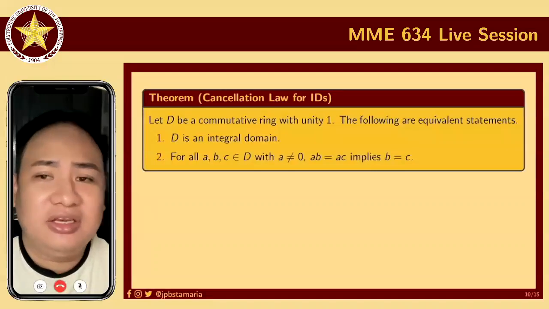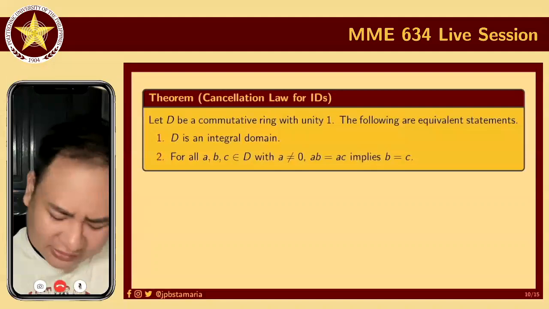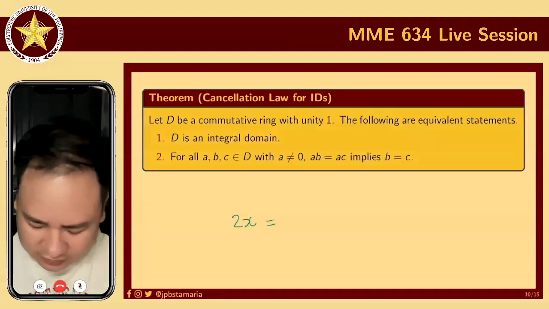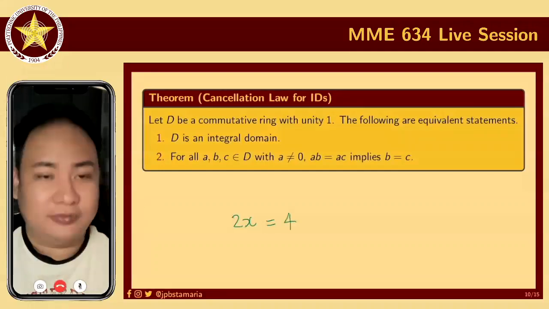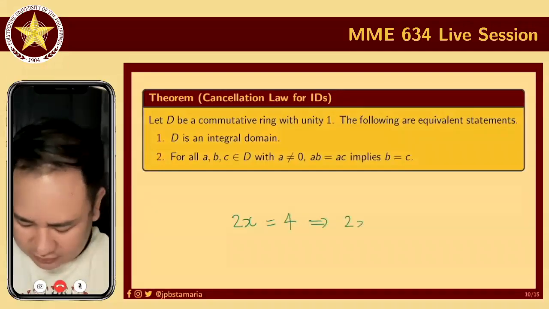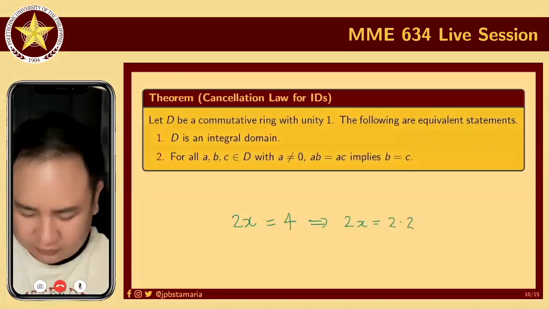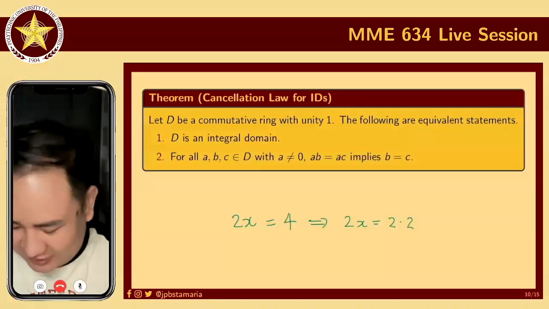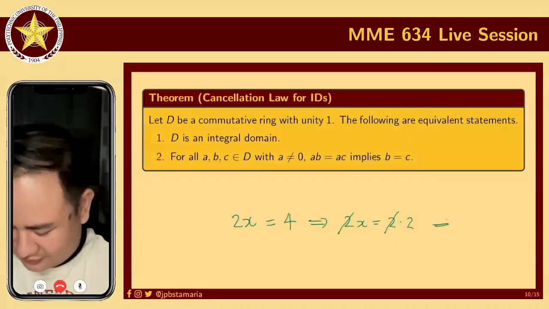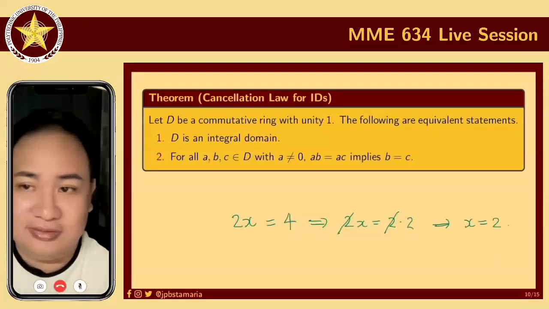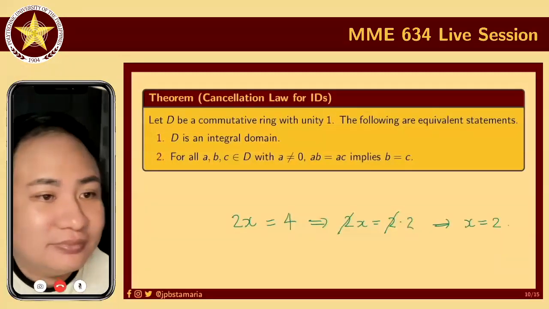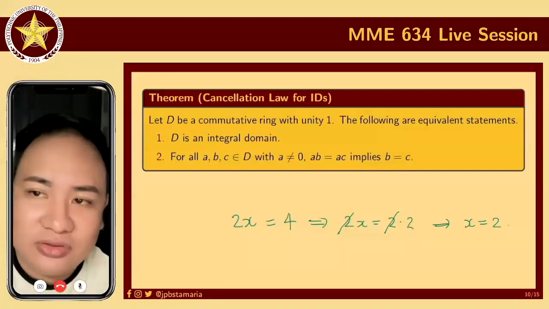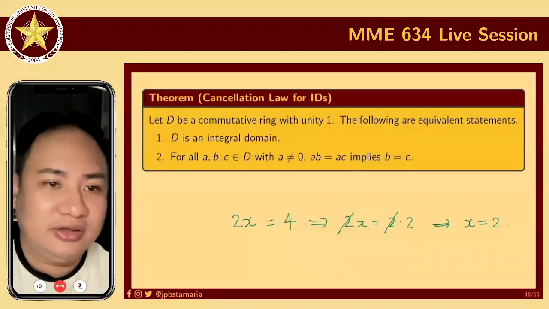Ito yung ginagawa nyo sa algebra dati. Diba sa algebra, pag meron kang 2x equals sa 4, kunwari ganyan. Eh diba ang 4 ano lang? 2 times 2. Diba? Because 2 is not 0, you can cancel and conclude that x is 2. Ang tawag natin dito ay cancellation laws. It turned out that the cancellation law holds for every integral domain.